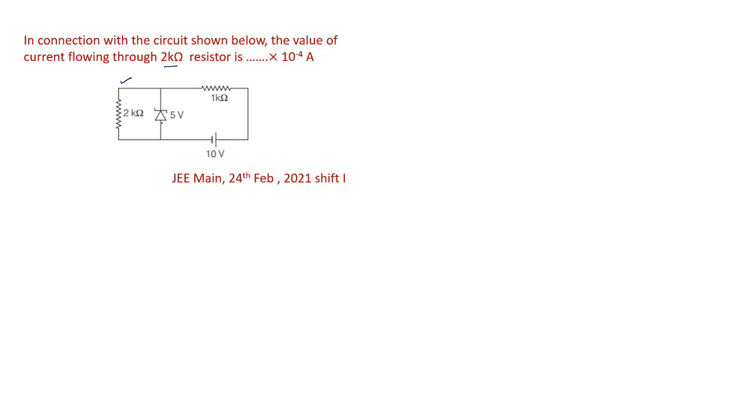So this is a question giving the circuit diagram in which there is a Zener diode. A Zener diode should operate in reverse biased mode. Reverse biased mode means what? P-type semiconductor should be connected to the negative of the battery and N-type semiconductor should be connected to the positive of the battery. This is the Zener diode, that operates in reverse biased mode.